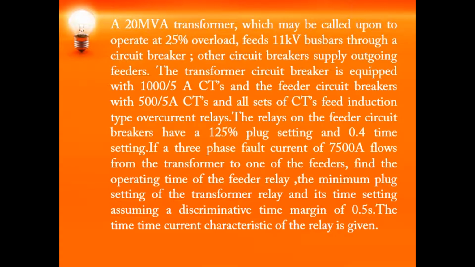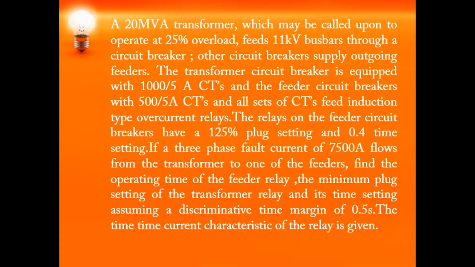Next question is, a 20 MVA transformer which may be called upon to operate at 25% overload is feeding 11 kV bus bars through a circuit breaker. Other circuit breakers supply the outgoing feeders. The circuit breaker which is used at the transformer end has a CT ratio of 1000 by 5, and the circuit breaker which is used at the feeder end has a CT ratio of 500 by 5. All the relays are of induction type overcurrent relays.